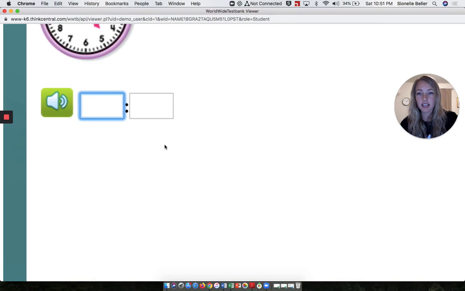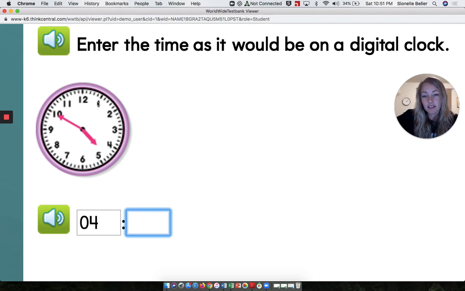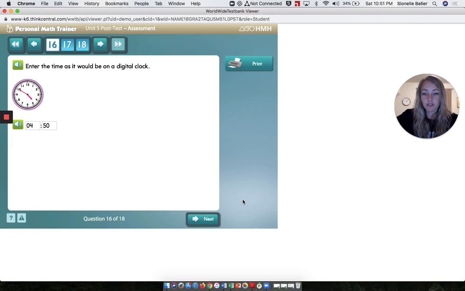Same thing, enter the time as it would be on a digital clock. The hour hand again is really close to the 5, but is it to the 5 yet? It's still in the 4s. So it's still 4. We'll put 0, 4. And the minutes, count by 5s. 5, 10, 15, 20, 25, 30, 35, 40, 45, 50. So 4:50. 50 is the number 50. So that time says 4:50.